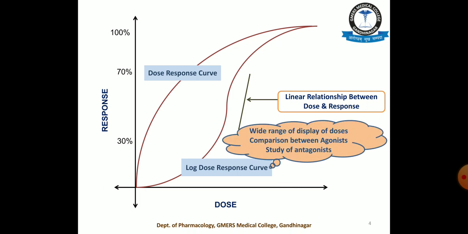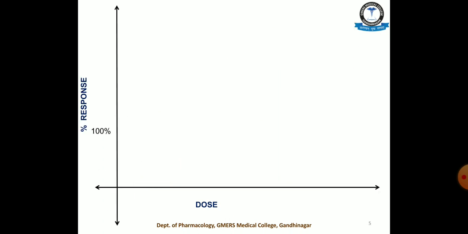That is one. Second, comparison between the agonists is also possible, and later on we will see, we can study the antagonist, the nature of the antagonist, all this with the help of the log dose response curve. So these are the uses of the dose response curve and log dose response curve. Now, the two important terminologies, as we have discussed in the learning objective, are efficacy and potency.